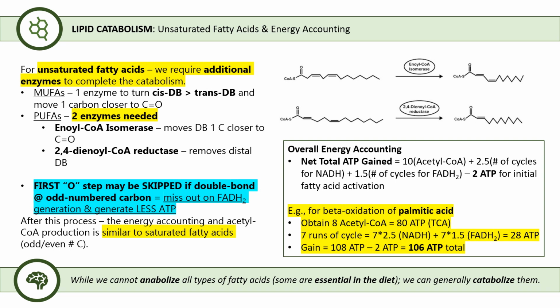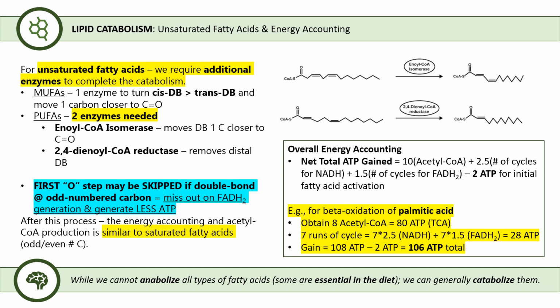First, enoyl-CoA isomerase to move the first double bond closest to the alpha carbon closer to the carboxylic acid. Then second, 2,4-dienoyl-CoA reductase, which removes the distal double bond entirely. These processes do not require calories or ATP, and thus the energy accounting and acetyl-CoA accounting after these processes is the same for saturated fatty acids. Just remember the difference with the odd-numbered chains. This highlights that while we cannot anabolize all types of fats, for example omega-3 and 6 fatty acids are only obtainable in the diet, we can generally catabolize a wider variety of fatty acids with some extra steps involved.